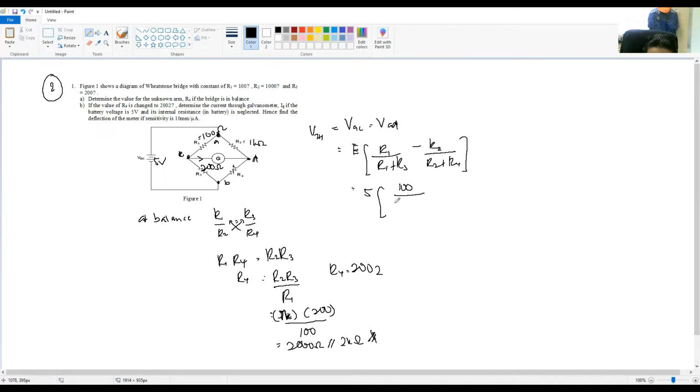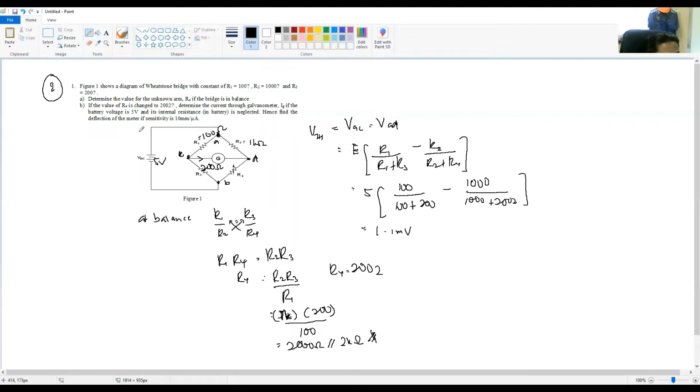R1 is 100 plus R3 is 200. R2 is 1K plus R4 is 2002. So you can use your calculator to get the value for VTH. VTH equals 1.1 millivolts.